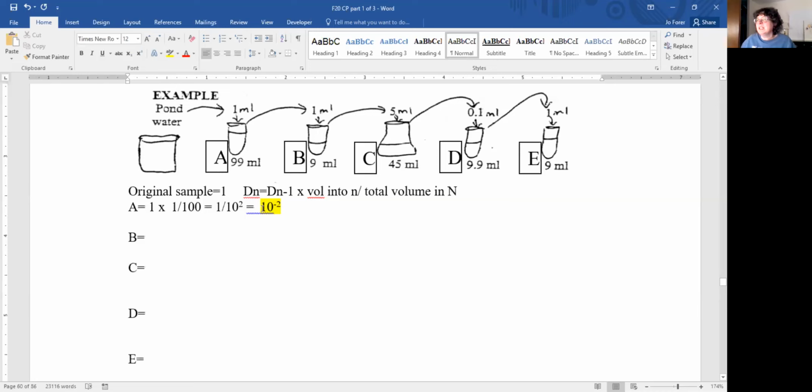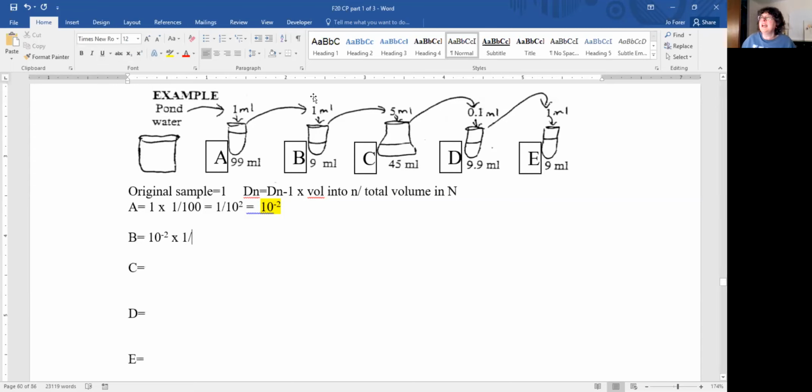Okay, so we're going to take this 10 to the negative 2 and carry it down here. I'm going to not highlight it because it's not our answer here, but that's our starting point for calculating the dilution of the next container. So we have the dilution of container B is going to be calculated by taking the dilution factor of the previous container, which was 10 to the negative 2. And then to do container B, we need to take the volume of A that we're putting into B. It's 1 again, so that's where this 1 comes from.